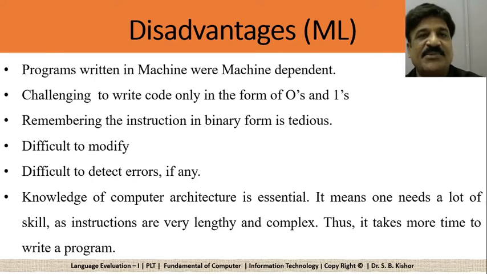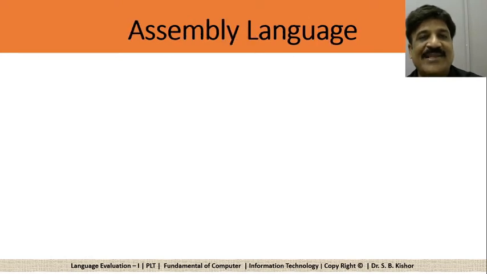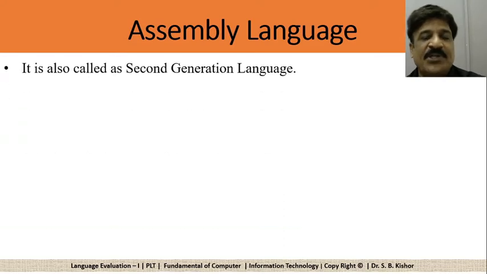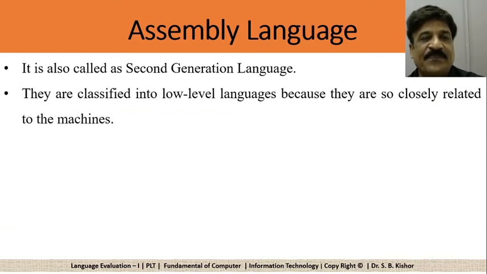So these are some of the disadvantages of machine language, and due to which we have what? There is an evolution, and now we are talking about the assembly language. It is also referred to as second generation language. They are classified as low level language because they are so closely related to the machine. Again, it comes under the low level language itself.